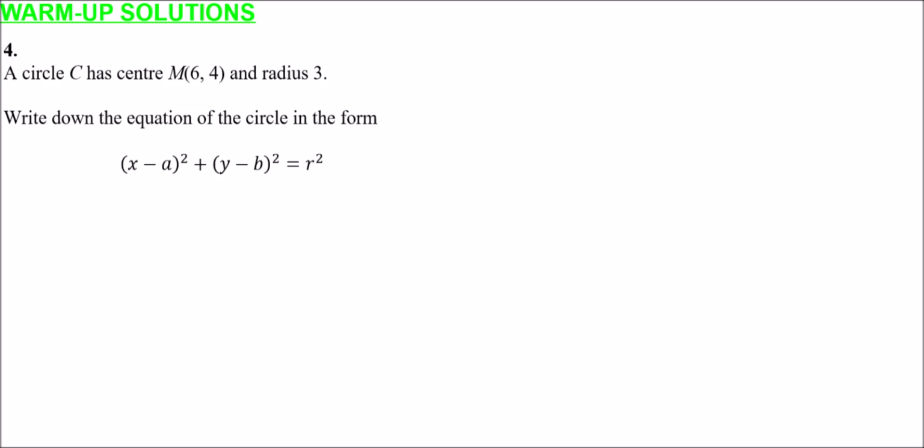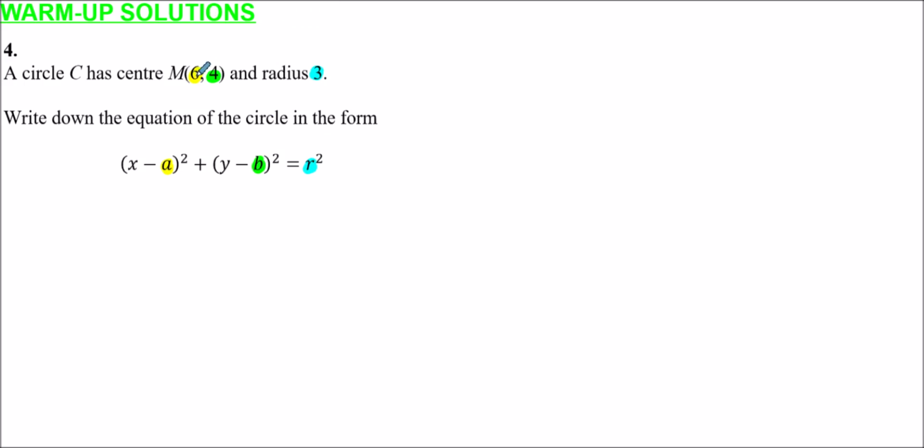It's just a little mental nudge to remind you of how the centre of the circle and the radius relate to the equation of the circle. What you need to remember is the x-coordinate of the centre relates to this a here, minus the a. The y-coordinate of the centre relates to this b, and the radius is this value here, which then gets squared.